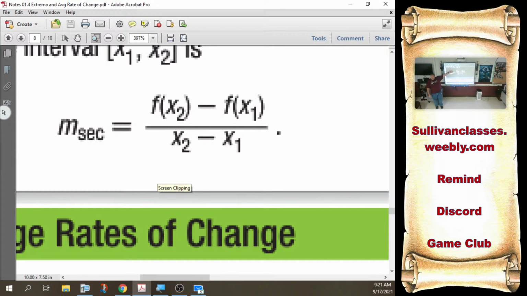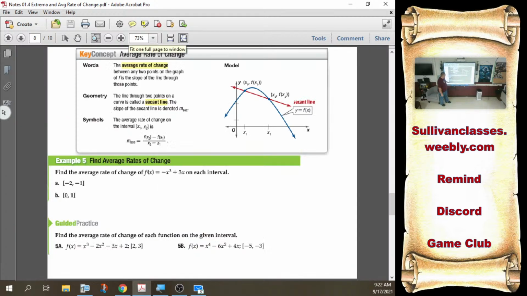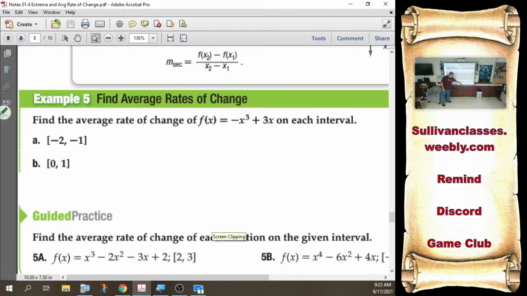y2 minus y1 over x2 minus x1. The only difference is I'm saying the function of x2, the function of x1. Average rate of change says, since I can't find all of the slopes along that curve, I'm just going to find the slope between these 2 points and say good enough. So when I want to find the average rate of change, and it says on this interval, are these x's or y's? They're the x's, the interval, my domain, right? We spent all this time doing interval notation with domain.